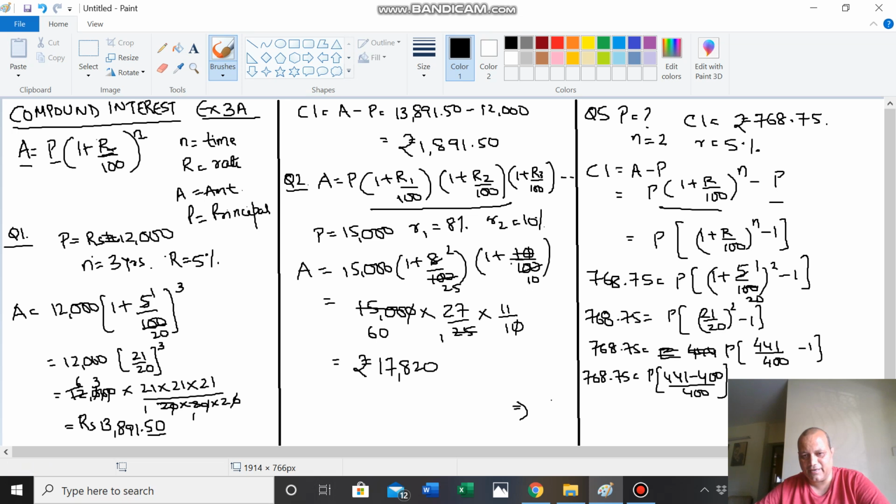I will start writing from here. Pardon me, I have less space. So 768.75 is equal to 41P upon 400, since 441 minus 400 is 41, which means P will be equal to 768.75 multiplied by 400 upon 41. I have done this calculation already, and this is equal to rupees 7,500. Thank you.